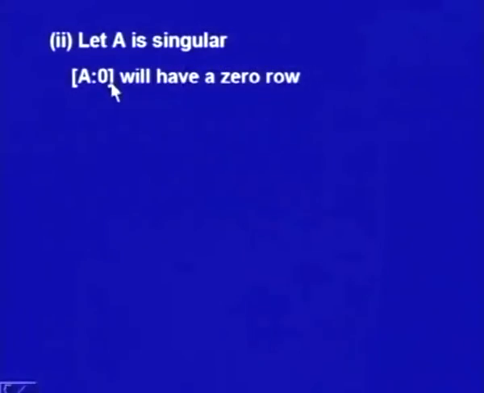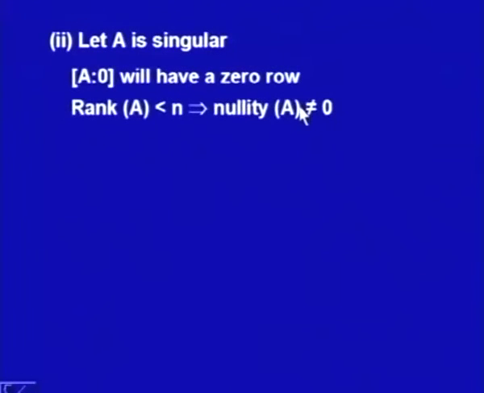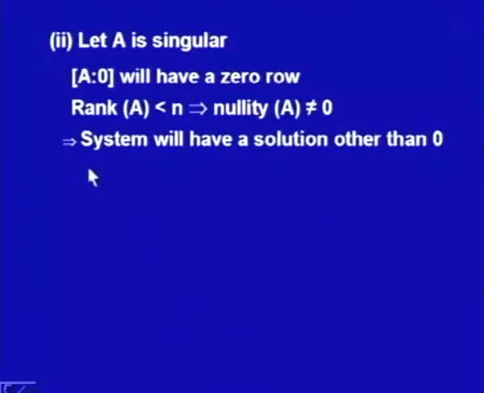Now, in the second part, we say A is singular. If A is singular, that means this augmented matrix will have a zero row, and if it has a zero row, then rank of A is less than n, and this implies the nullity of A is not 0, it will be at least 1, and that means the system will have a solution other than 0. That is the basic definition of nullity.